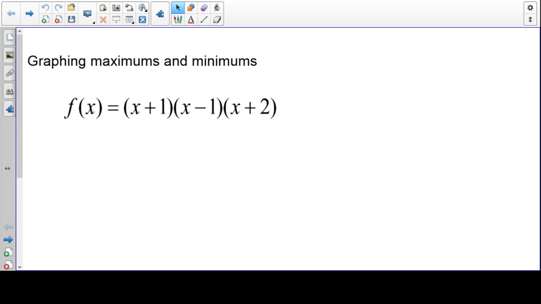Alright, so today we are going to talk about graphing functions based on their zeros. I know it says graphing maximum minimums, but that was a typo.